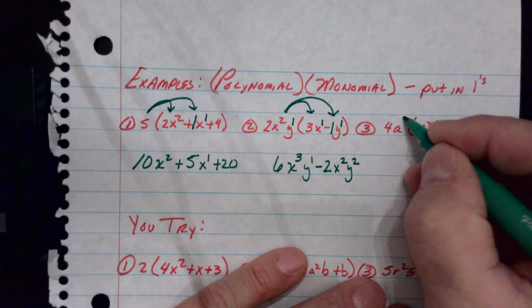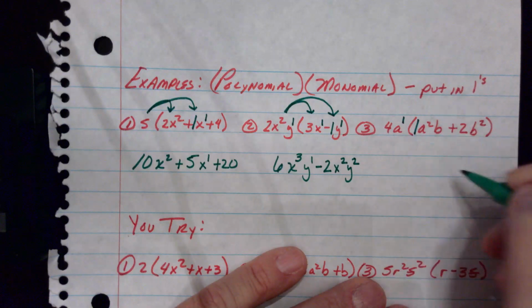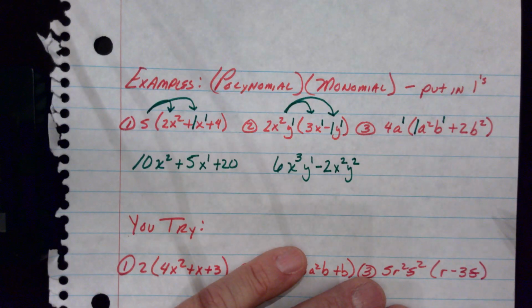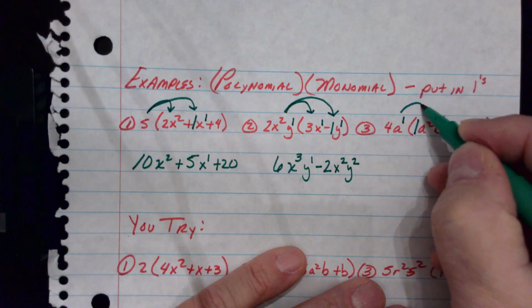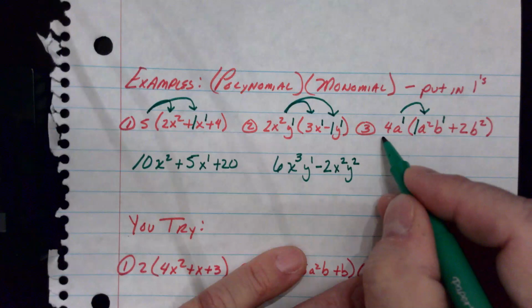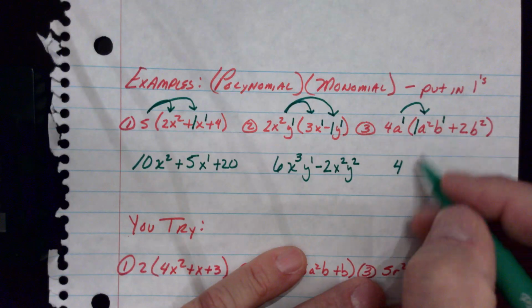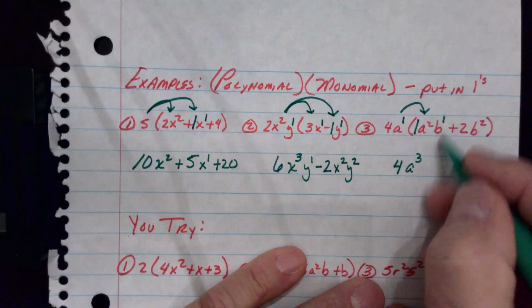Third example here, I'm going to put a 1 for a coefficient, a 1 for an exponent there. And I'm going to take 4a times this first term. 4 times 1 is 4. A times a squared is a cubed times the b.